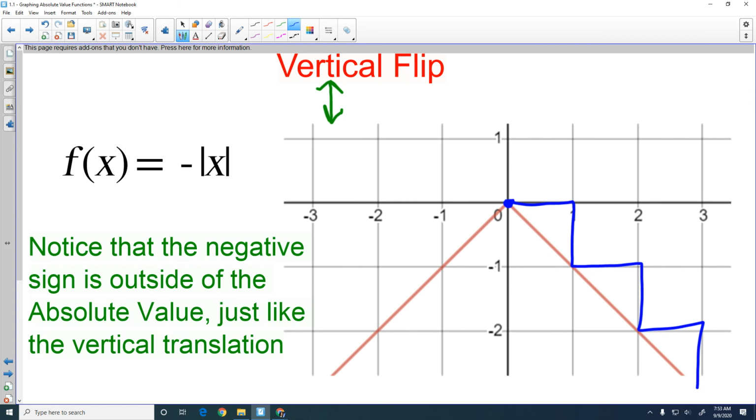No. Okay, thought I'd try. So it's that same pattern, it's just down instead of up.